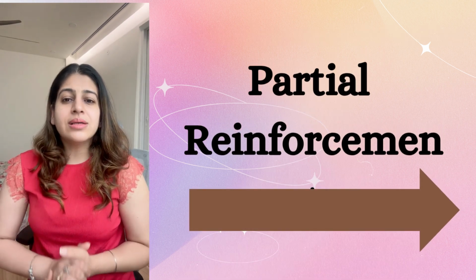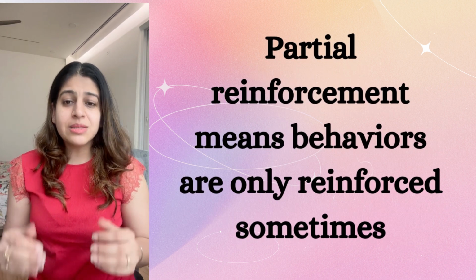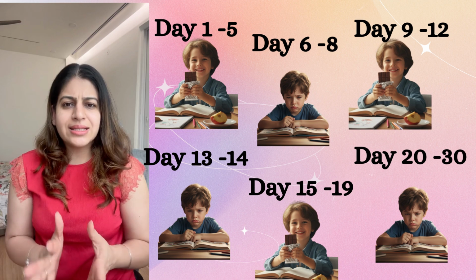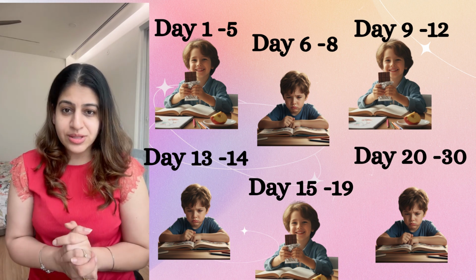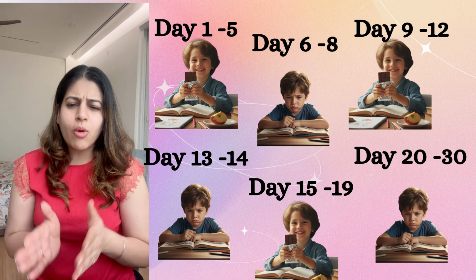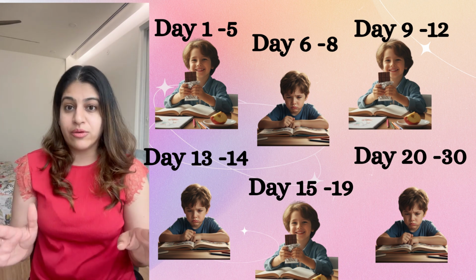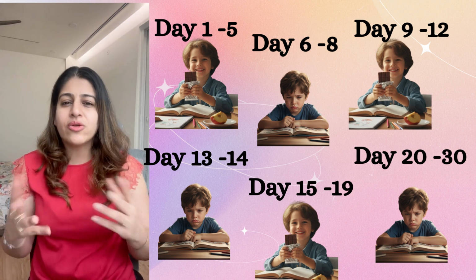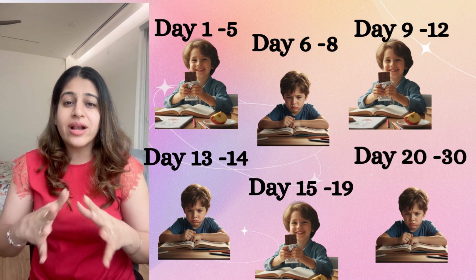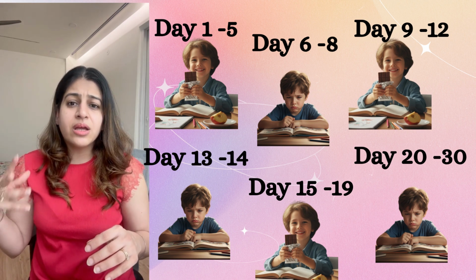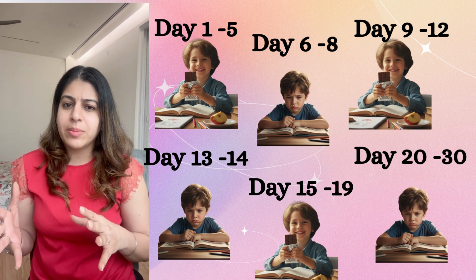The better one is the next one, partial reinforcement. Partial reinforcement means behaviors are only reinforced sometimes. For example, I tell my child, I'll give you a chocolate if you study. So first day I give him a chocolate, then on second day too I give him, on let's say third and fourth day I don't give. Fifth day I give him again, then again a rest of 3 days and so on. So randomly. So I give chocolate to the child randomly on any day and there is no fixed schedule. The child is being rewarded on and off on desirable behavior.